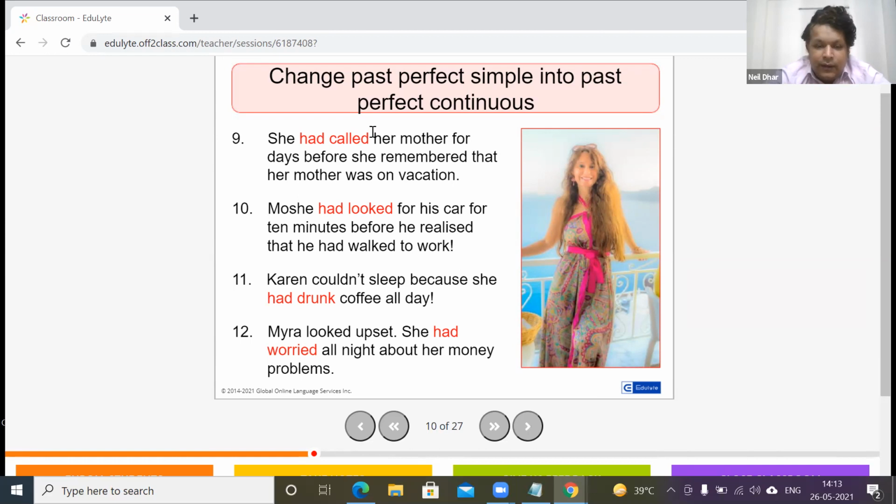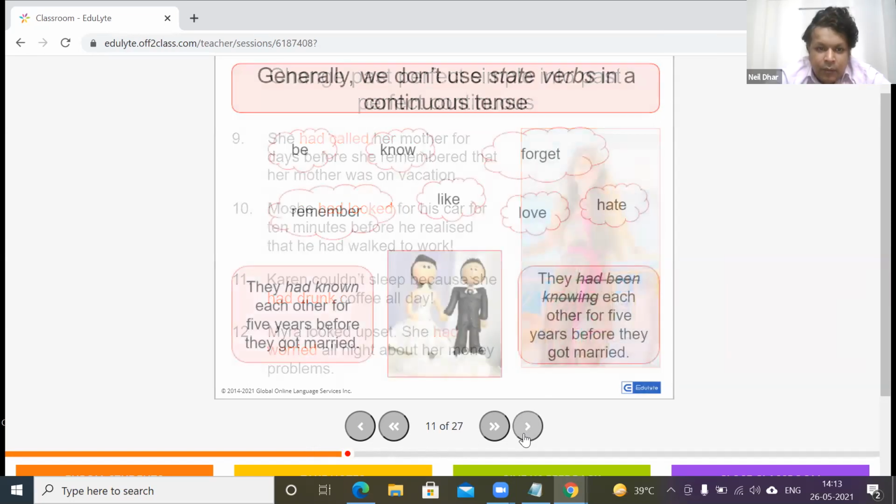Next one. Mosh had been looking for his car for 10 minutes before he realized that he had walked to work. That is correct. Number 11. Karen could not sleep because she had been drinking coffee all day. Number 12. Myra looked upset. She had been worried all night about her money problems. That is correct. Moving on.